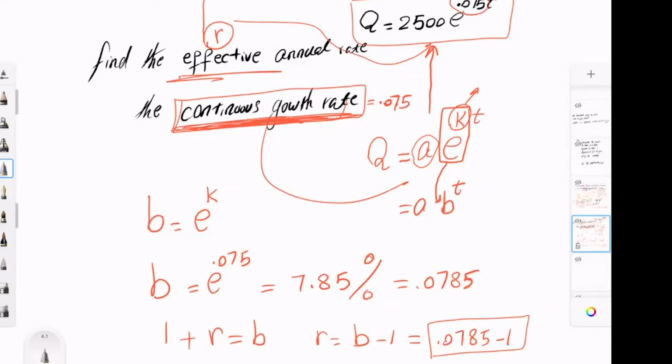I have a question on power, Lucas, go ahead. For e to the power of 0.075, do you calculate that by doing 2.7? No, there should be an e button on your calculator. Okay, got it. Clara had the same question. Thank you, Lucas. Yes, there is an e button on your calculator, e to the power of. Let's have another example.